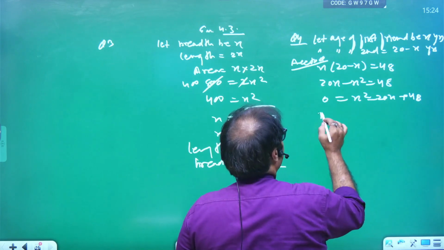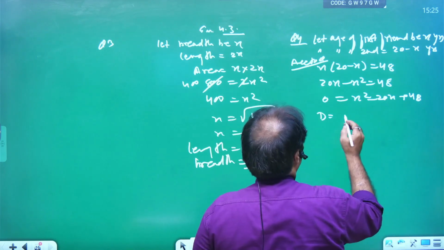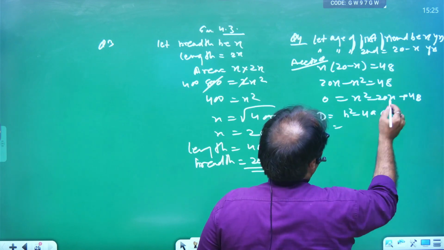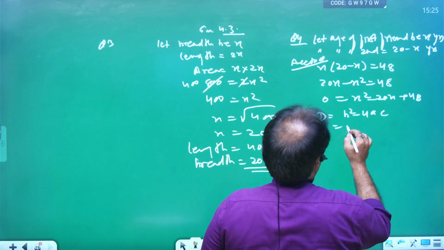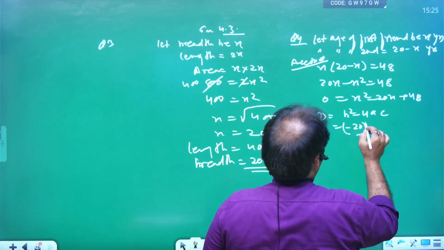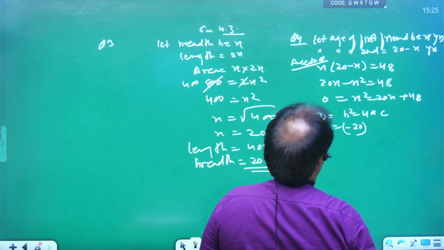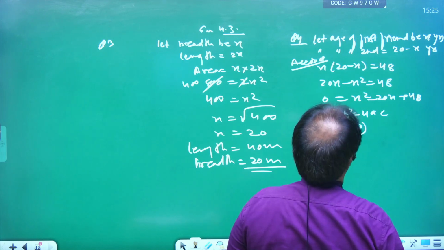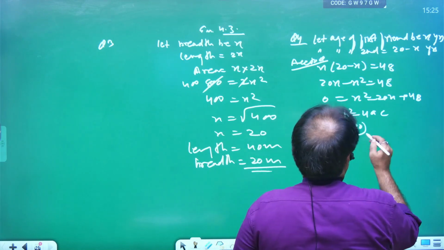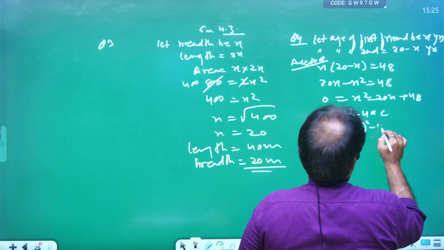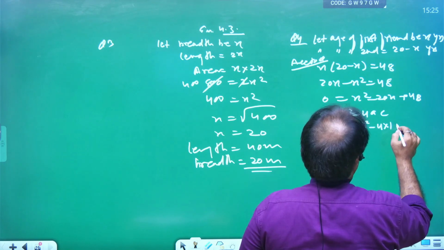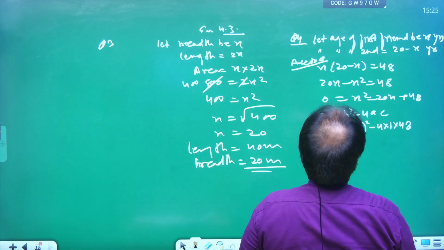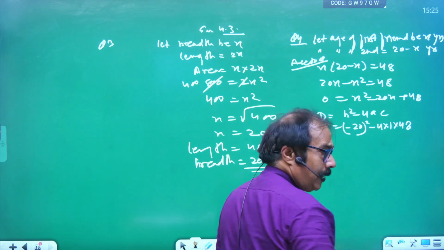And now find the discriminant. So D is equal to b square minus 4ac. Okay, the value of b is minus 20. So this is minus 20 square, and minus 4a, where a is 1 and c is 48.